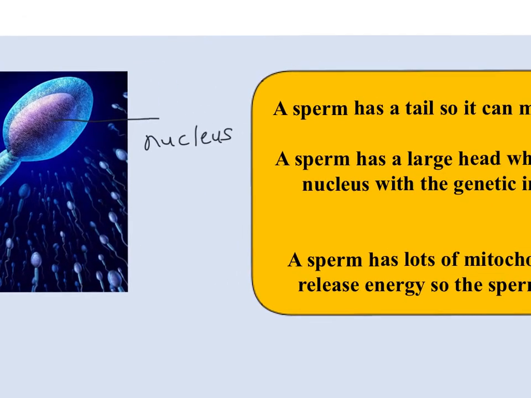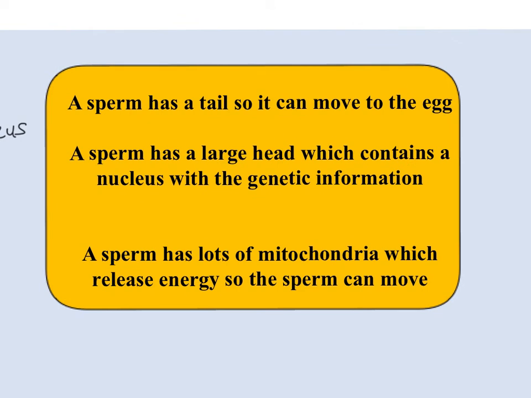So coming back now to this little bit of reading, my question would be, how is a sperm cell adapted to do its job? So we can see a sperm cell has a tail. The tail is the adaptation, and the tail is going to mean that the sperm can actually move to the egg. A sperm has a large head. This is the adaptation. The large head is important because it contains a nucleus with lots of genetic information. And then the last one, the one that I like to learn, is a sperm has got lots of mitochondria. Having the mitochondria is the adaptation, which releases energy so the sperm can move.